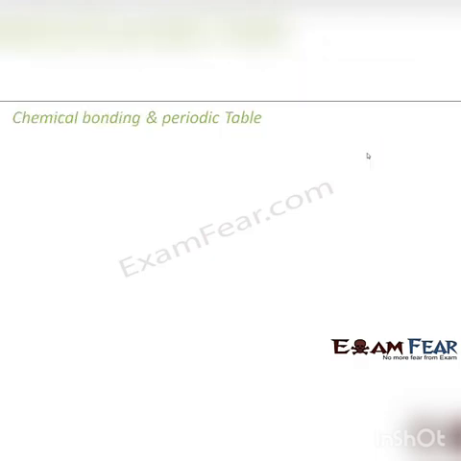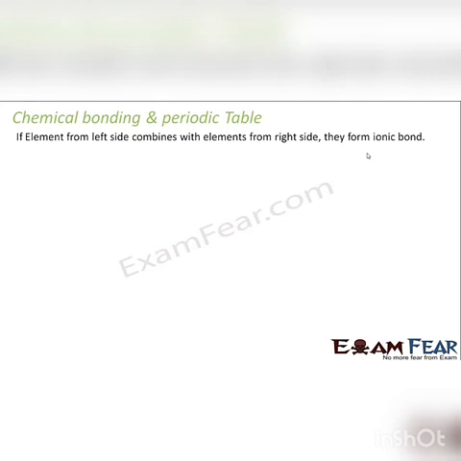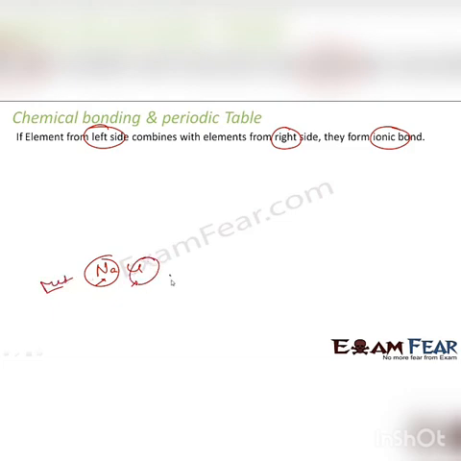There is a relation with chemical bonding in the periodic table also. Observe that the left side element combines with the right side element and they form an ionic bond. For example, NaCl. This is on the left, this is on the right. Why? Because this guy is generally a metal and this guy is generally a non-metal. This guy wants to give an electron and this guy wants to take an electron. So there is a transfer of electron between these and they form an ionic bond.